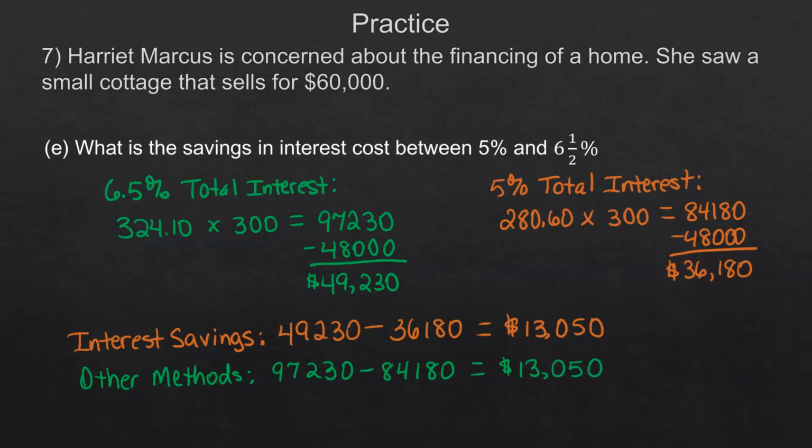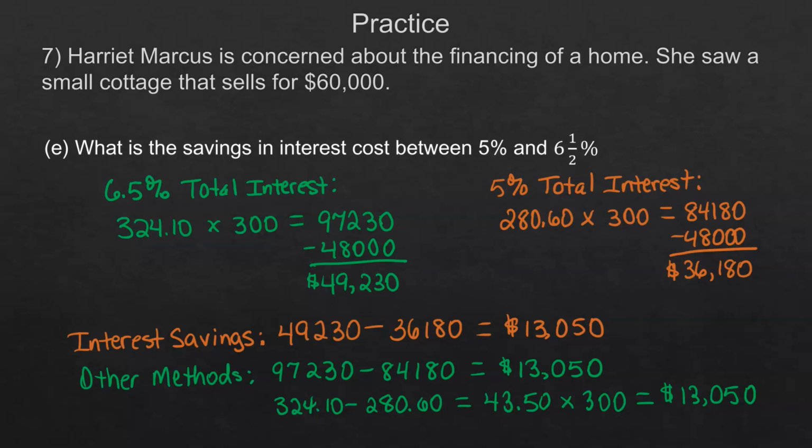And then the other way would be to find the difference between the payments, $324.10 minus $280.60. I don't have this written out on my slide, so I'll have to actually calculate it. We have a difference of $43.50 per month. We're going to multiply that by 300. And we get the same thing, $13,050. And so I really would not care which way you did that.